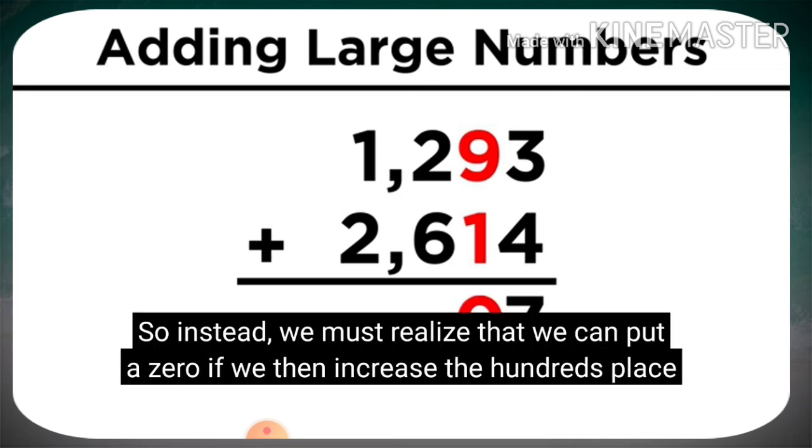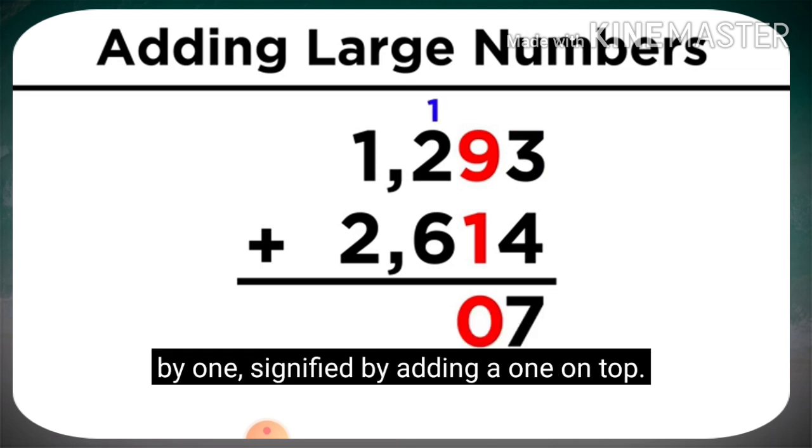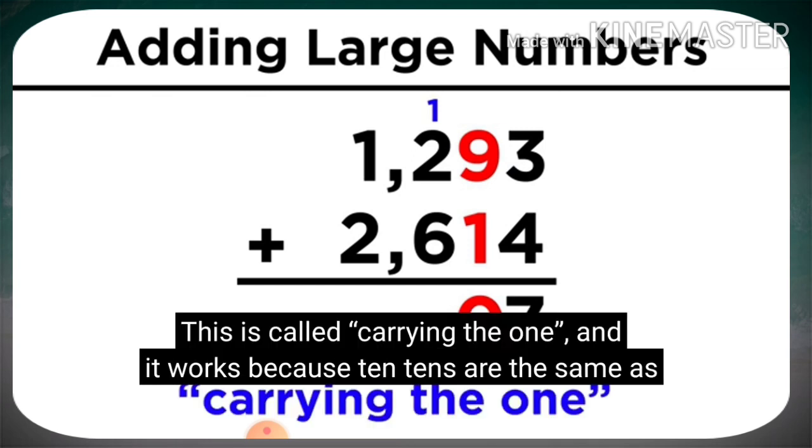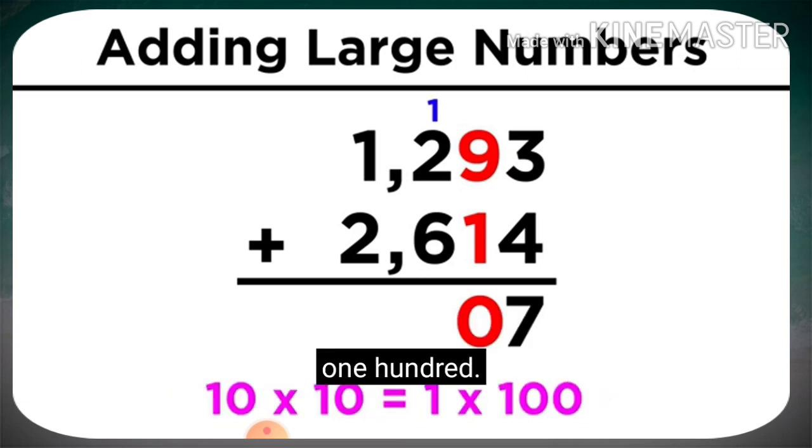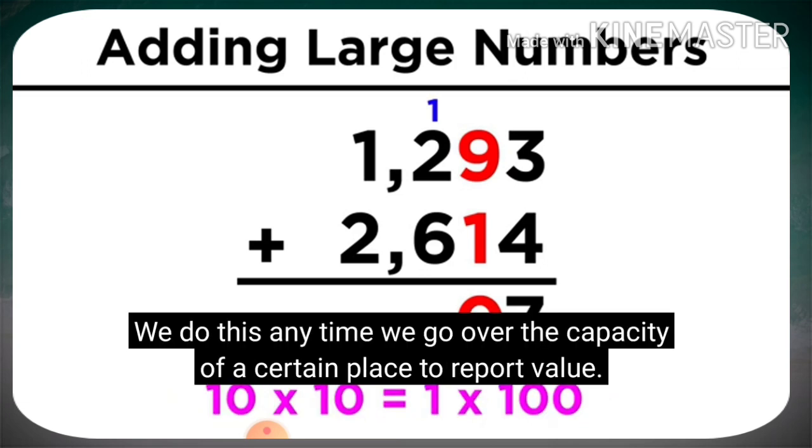So instead, we must realize that we can put a 0 if we then increase the hundreds place by 1, signified by adding a 1 on top. This is called carrying the 1, and it works because 10 tens are the same as 100. We do this anytime we go over the capacity of a certain place to report value.